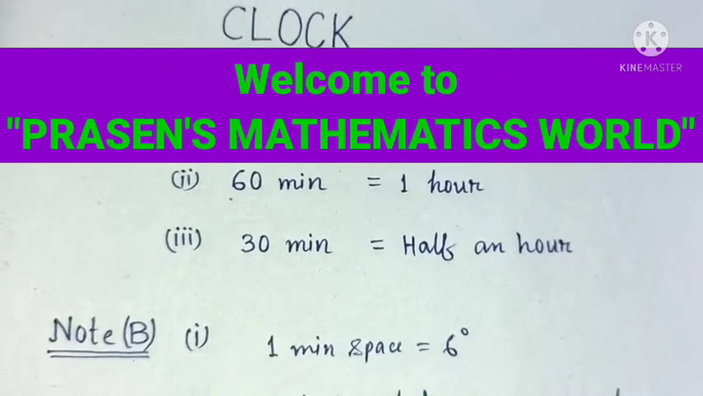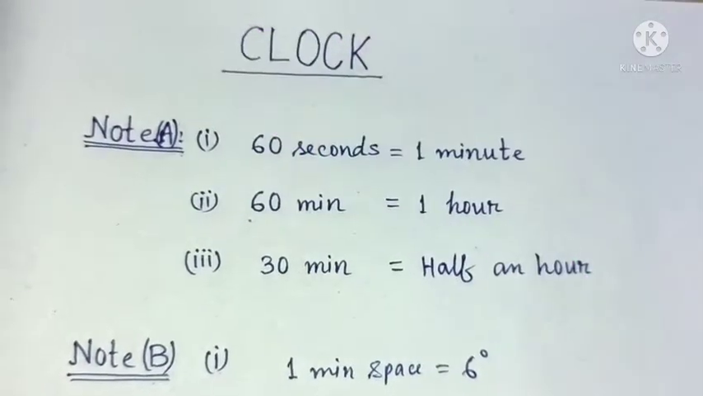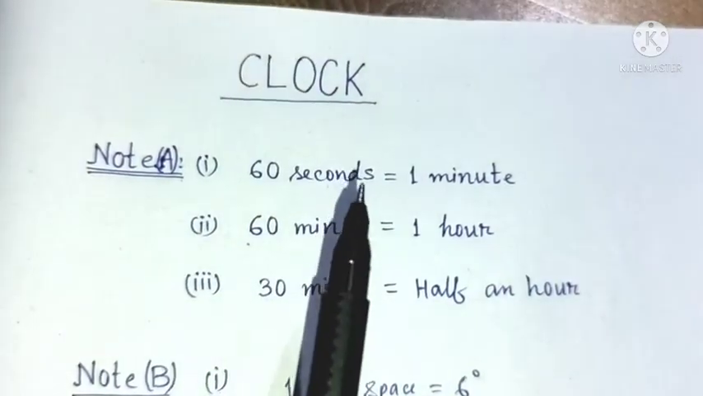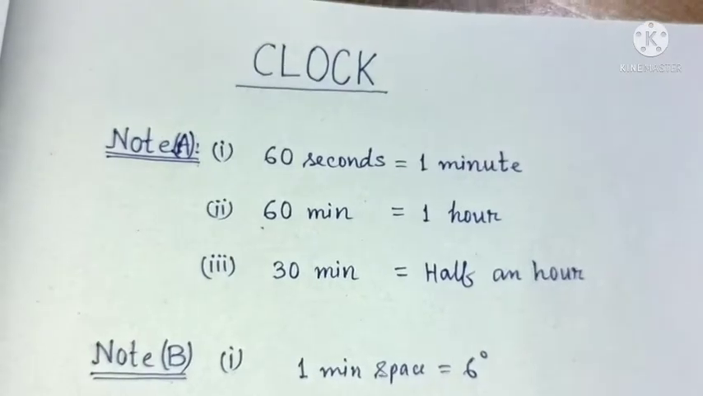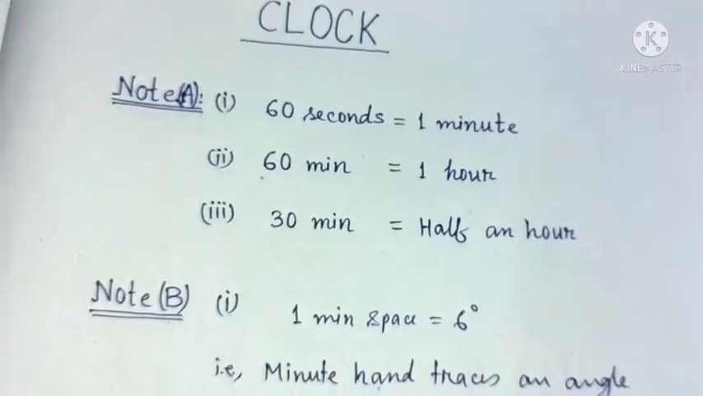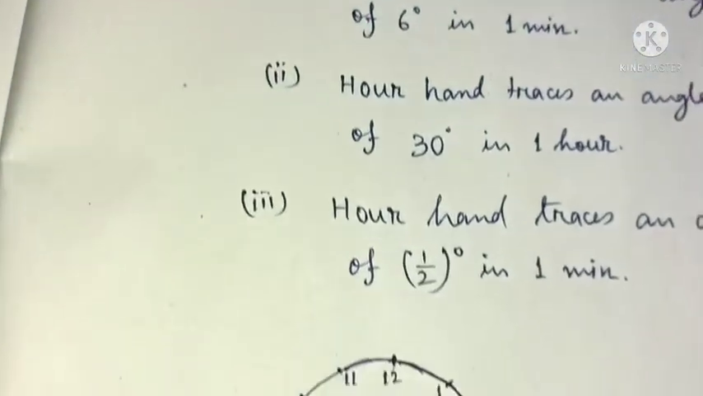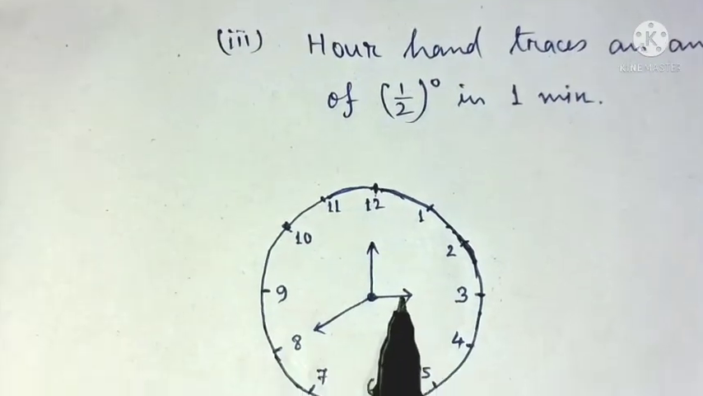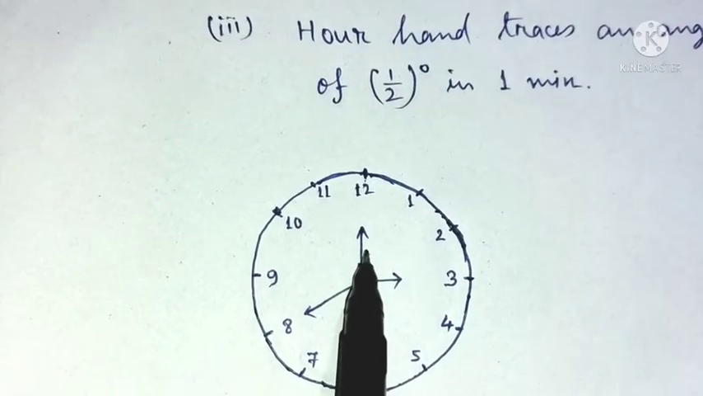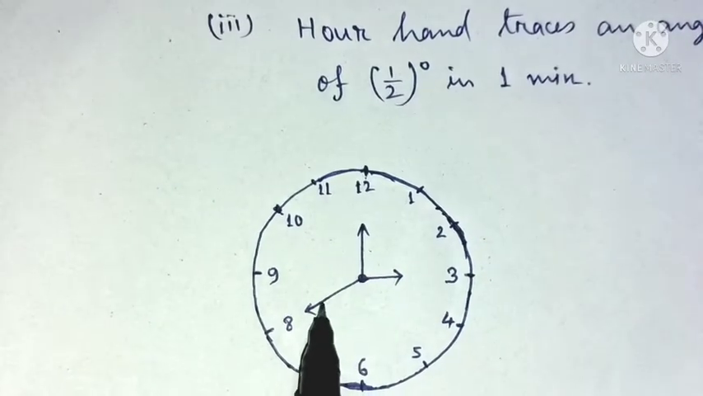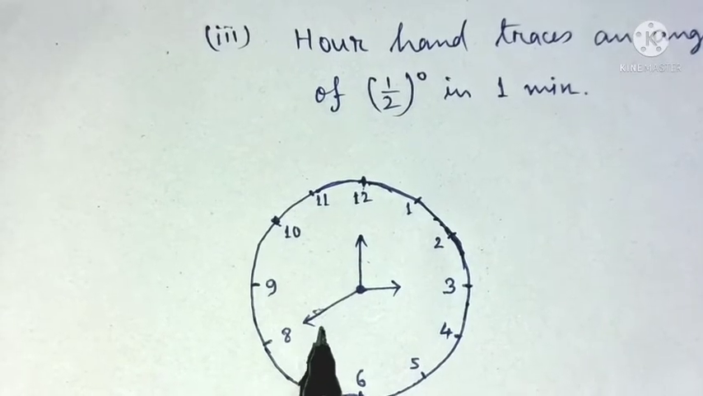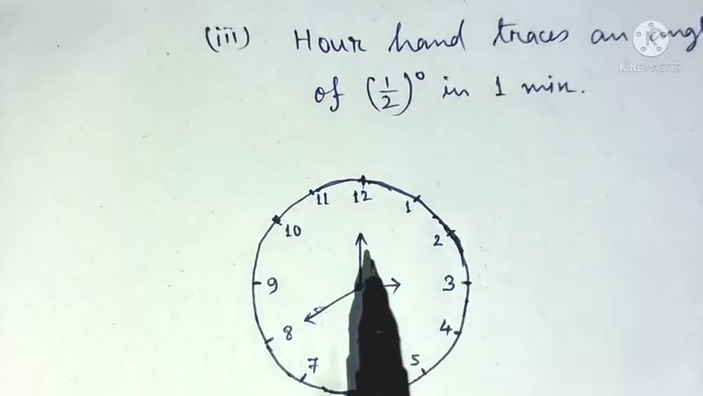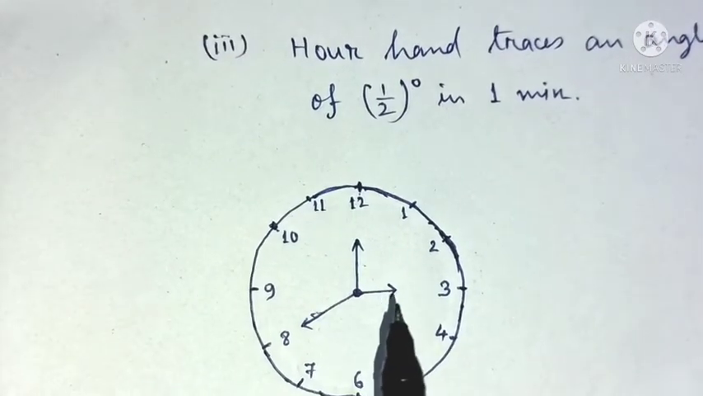So let's start the main topic of the video. Here I have given note A and note B. First of all, we must know about the clock. There are three hands in a clock, and I have drawn a figure here. You can see this is your clock, and this one, the shortest, is the hour hand, and the middle one is considered the minute hand, and the longest one, it is actually a little bit small also, is the second hand. So mainly problems come within the minute and hour hand.